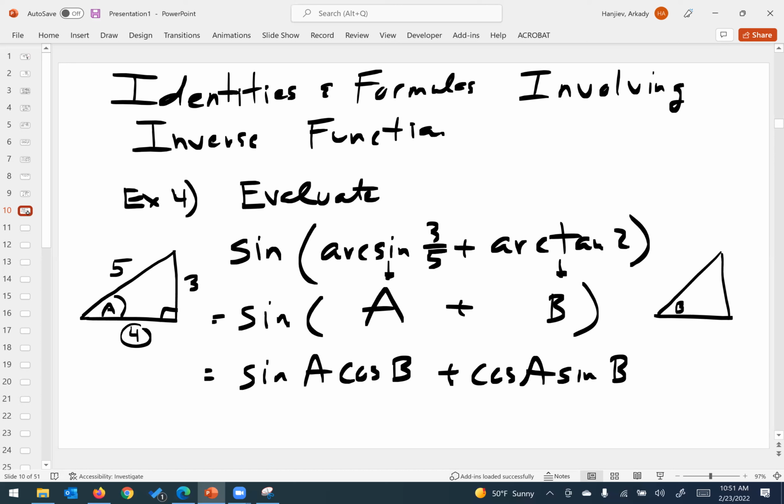Why did you circle the 4? Oh, I don't know, because they solved for it, I guess, but I can erase it.